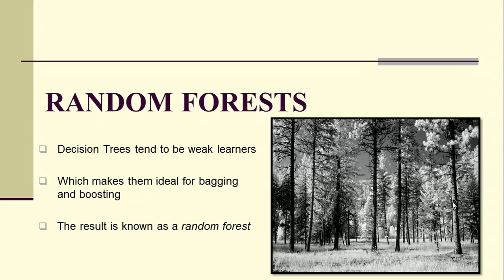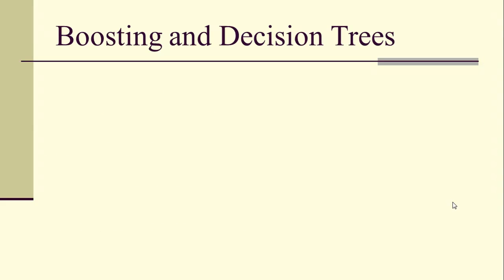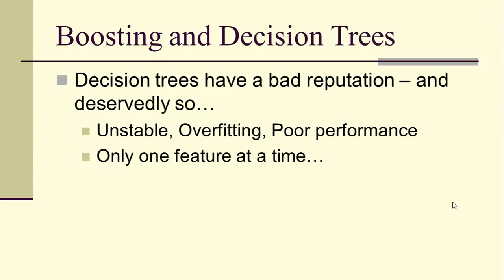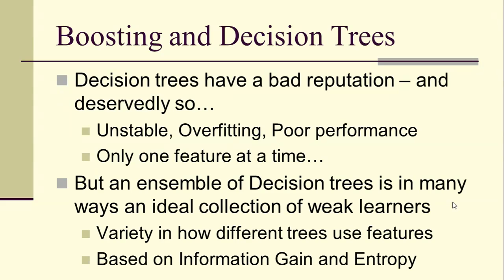Random forests. Decision trees tend to be weak learners, but that makes them ideal for bagging and boosting, and the result is what's known as a random forest. Now let's look at boosting with decision trees. Decision trees have a bad reputation and they deserve it. They're unstable, they overfit, they perform poorly. You tend to only be able to look at one feature at a time.